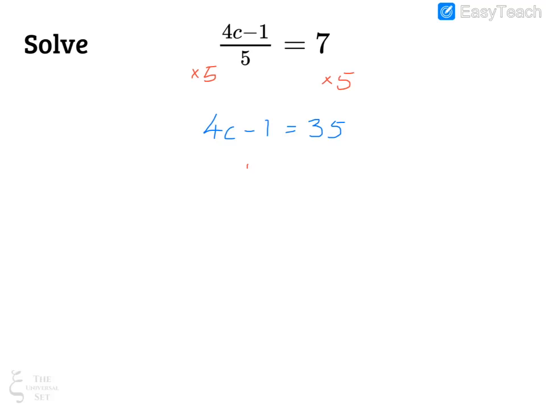That looks a bit weird. Plus 1, there we go. I'm going to plus 1 to this side as well. And that's going to give me 4c equals 36.